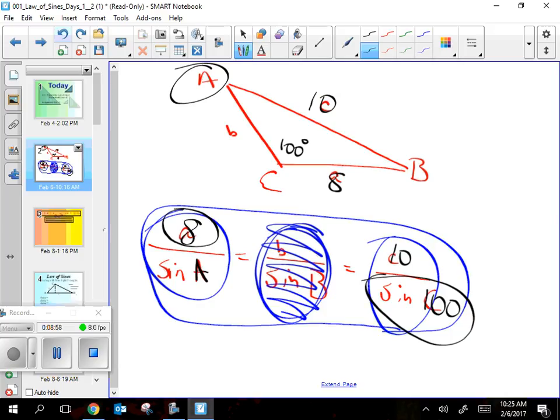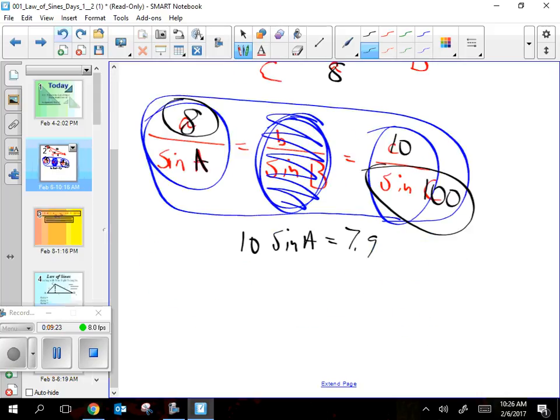You do 8 times sine of 100. I'll do the other part. 10 times sine A. 10 sine A equals, what was 8 times sine 100? I got 7.9. I agree. It rounds closer to 7.9. Raise your hand if you got something similar. Okay, good. If I'm going to get this A alone, I've got to now divide by 10, and I can divide by 10 in my head. You guys know what happens when you divide by 10? Decimal goes over 1.